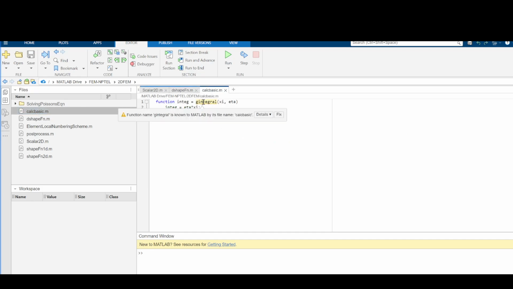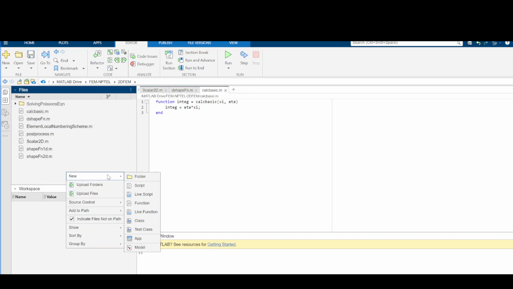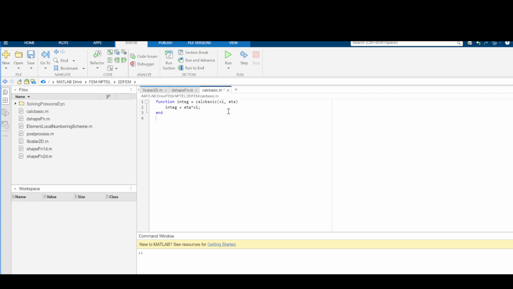Okay, so I have this integral here. Change it as function file. Okay, I don't want it to do that. It should create another script. But we can create a function in a script file also, right? We just do that anyway.